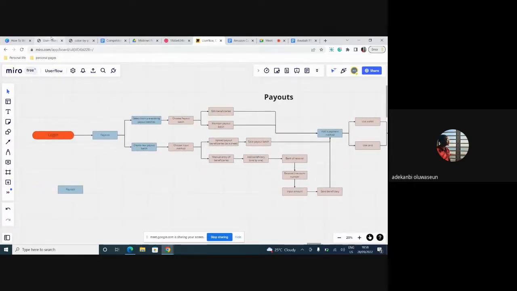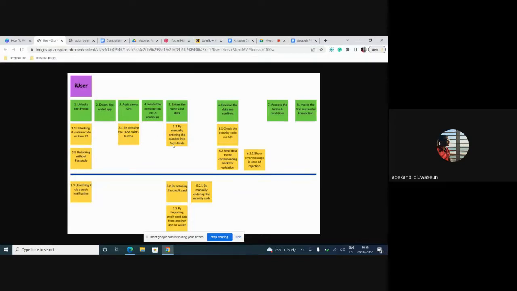Let me give you an example of what you can also do. This is an example of a narrative flow. Before you do the user flow, you even need to do this because it would help you build a better flow. So you break it into steps like this: the user unlocks their phone, they enter the wallet app, they add a new Mr. card.